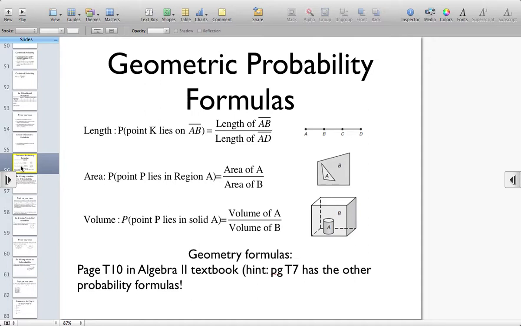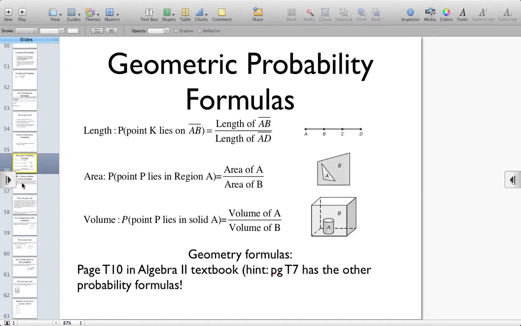Now, for those of you that are a little bit worried, thinking, oh my gosh, you don't know your geometric formulas, that's okay. In your Algebra 2 textbook, in the back section, in the T section, on page T10, there are the formulas for geometry. Also, hint, hint, hint, page T7 has your probability formulas. So you may want to look those over as you are reviewing for your test.